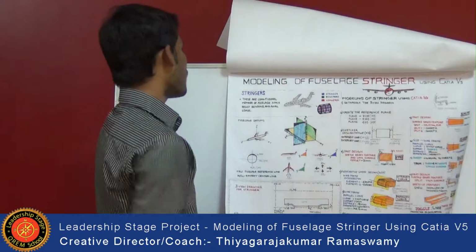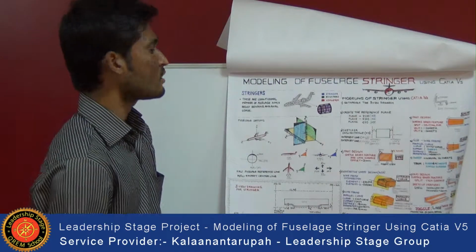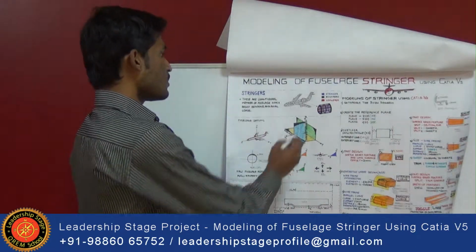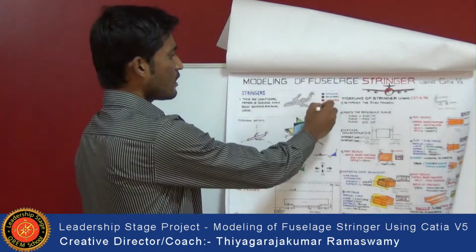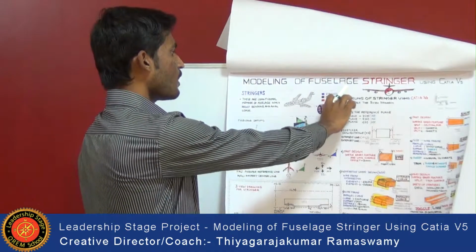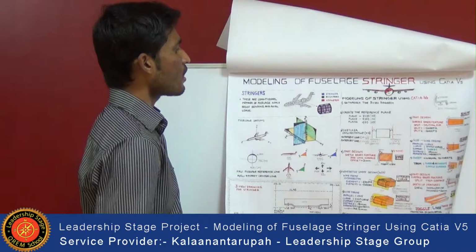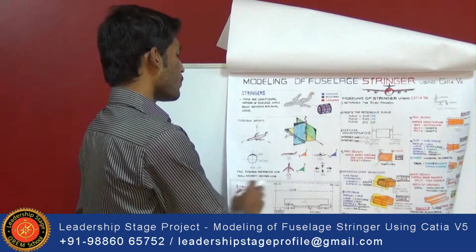First of all, this is the stringer. What is a stringer? Stringers are longitudinal members of the fuselage which resist the bending and axial loads of the fuselage. This diagram shows exactly where the stringers are fixed. This is the skin of the fuselage, and the blue line shows the stringers of the fuselage, the black line shows the bulkhead, and the red line shows the longeron of the fuselage. And this is the fuselage datum.